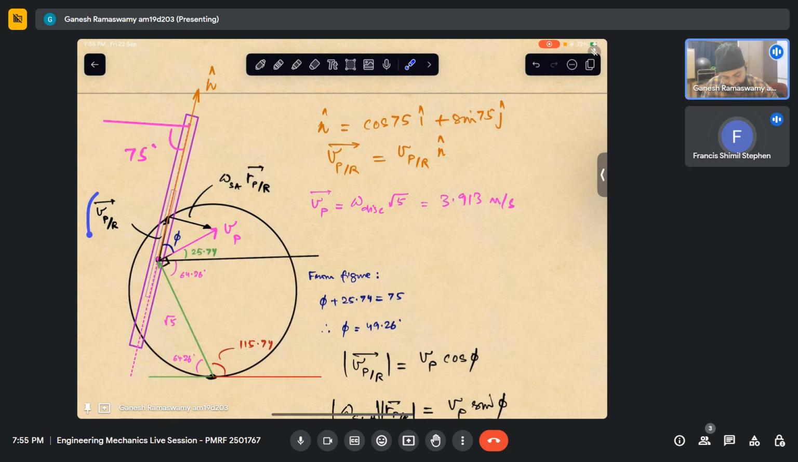Yes, that VREL is this, P with respect to R. We are sitting at R. We are rotating with this slotted member. See, in this slotted member, wherever we sit, we are going to see VPR like that only, as long as we are rotating with it. Okay, yeah.